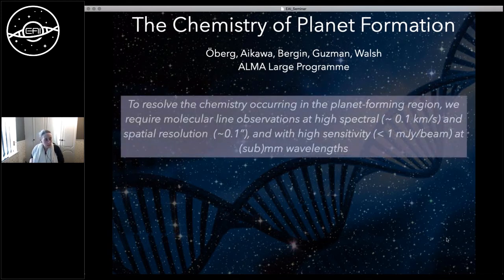And the key idea behind this was that we really wanted to do high spectral resolution, so down to 0.1 kilometers per second, to exploit that information you can get kinematically. High spatial resolution, so again down to that 10 AU scale at 100 parsecs, and really high sensitivity. So 1 millijansky per beam is really what you need at these high resolutions to start to pick up emission from, especially those larger molecules for which the emission is intrinsically more weak.